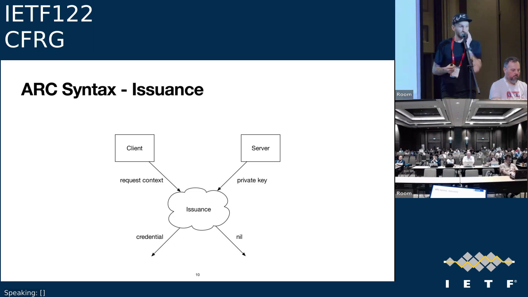So the syntax is actually quite simple. If you think of the issuance protocol for a credential, the client inputs what we call a request context, the server inputs a private key, and out pops a credential for the client to use. The server gets nothing out of this exchange. Pretty straightforward, I would say.